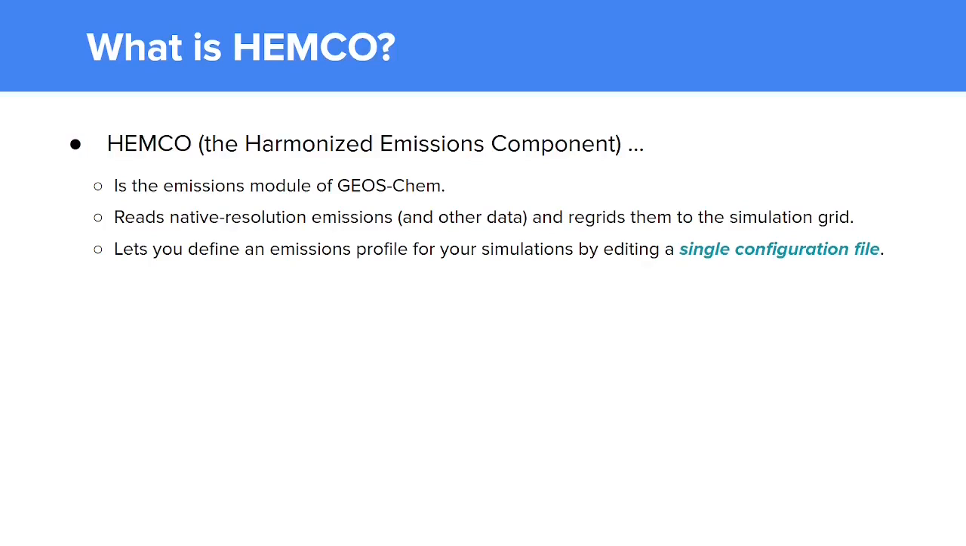HEMCO lets you define an emissions profile for your simulations by editing a single configuration file. So we take the complexity of making an emissions configuration out of code and into a single configuration file. So you tell HEMCO where the files are, how often you want to read them, which species to read, and so forth, what scale factors to apply. And we'll take a look at that all in the next few slides.